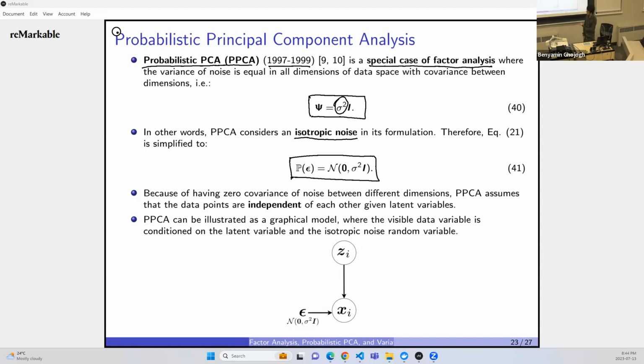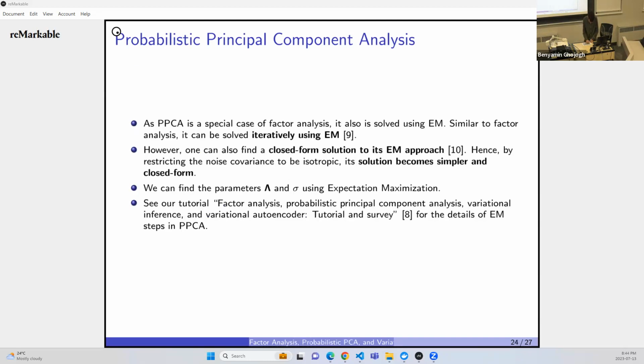And again, its probabilistic graphical model is this, as you see. The difference is this. Again, as PPCA, probabilistic PCA, is a special case of factor analysis, it can also be solved using expectation maximization. However, the interesting thing is here.